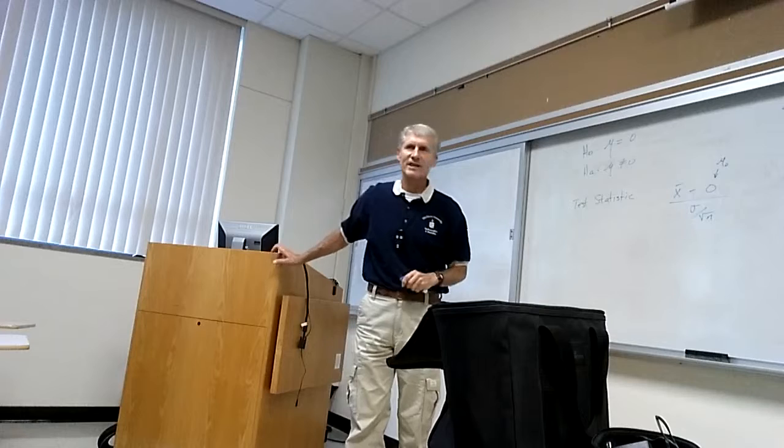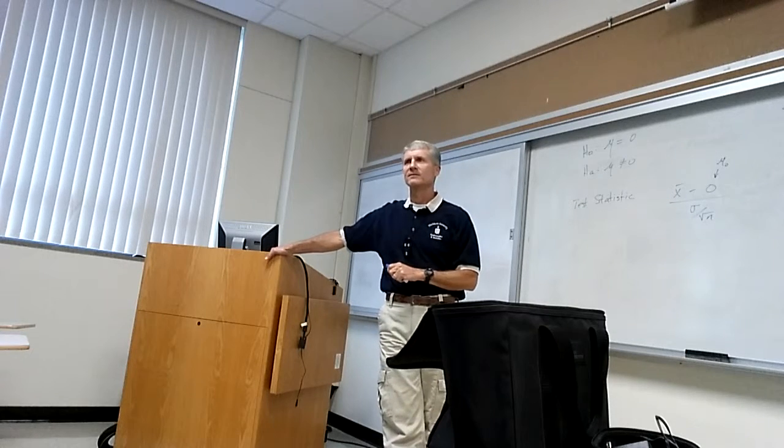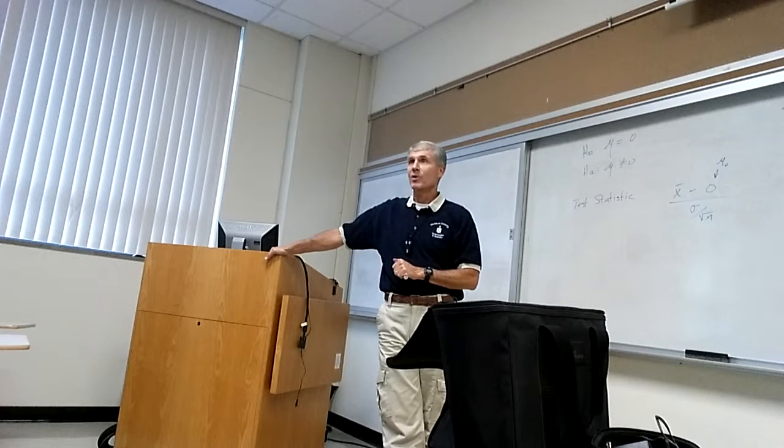There's one little problem with that formula in practice. Sigma is a population parameter, it's unobservable. You don't know what sigma is. And that's what Gossett figured out. I don't know what the variability of the whole population is.